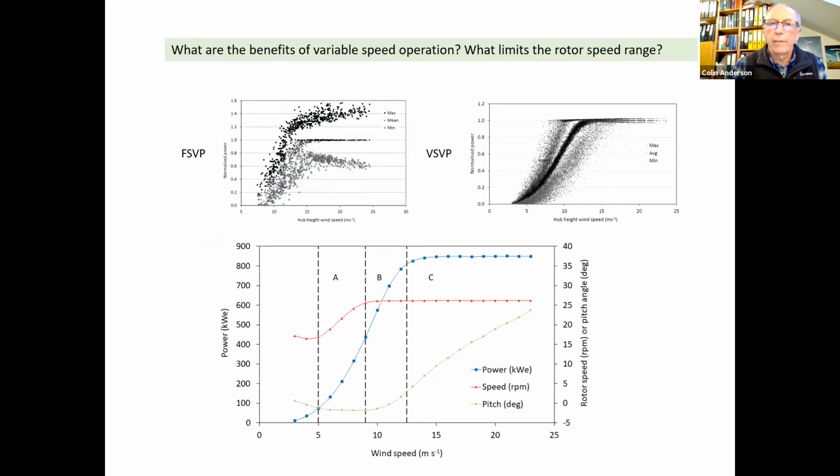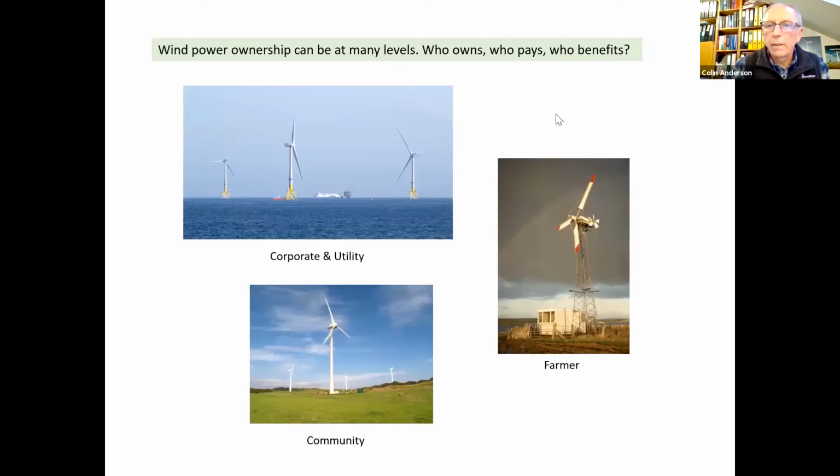There are a couple here that we were looking at. One about the benefits of variable speed operation. I'll maybe park that, and we'll come back to that if anyone has questions about it in the Q&A. This is another one that is much less technical. This is to do with the ownership of wind power. It's a topic that's kind of dear to my heart, probably because of my involvement with community projects.